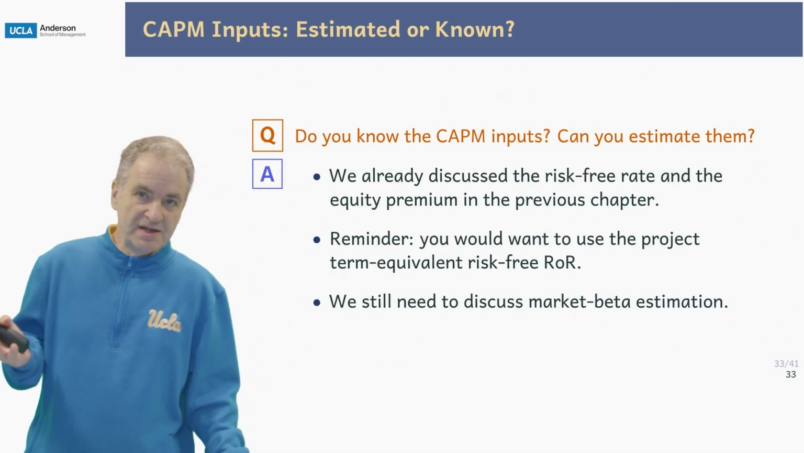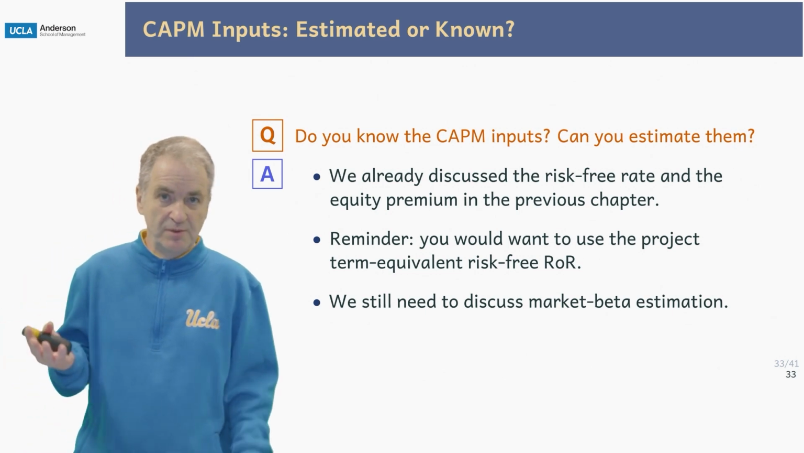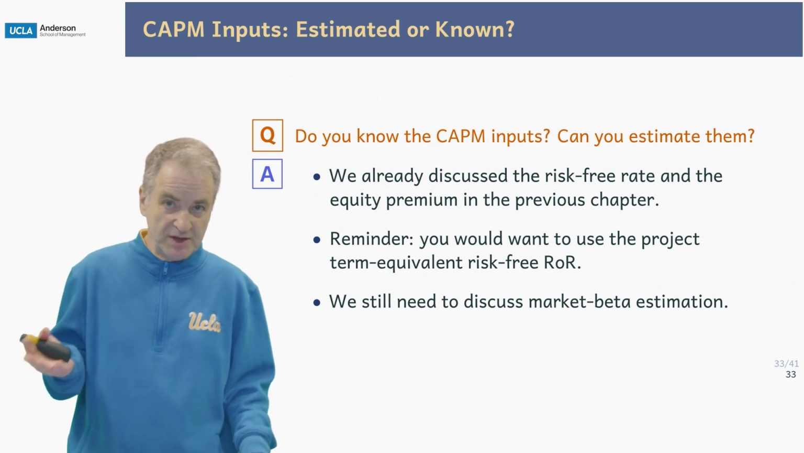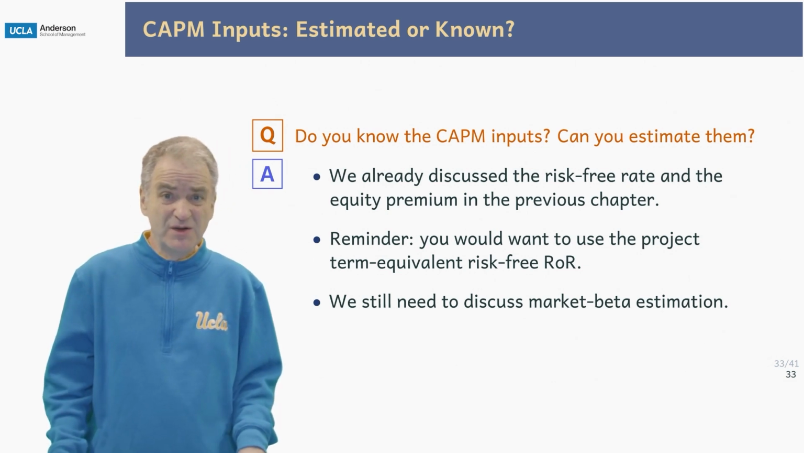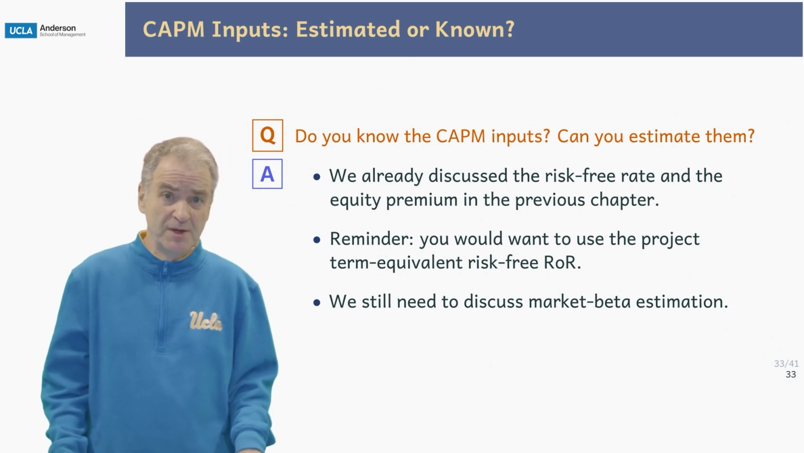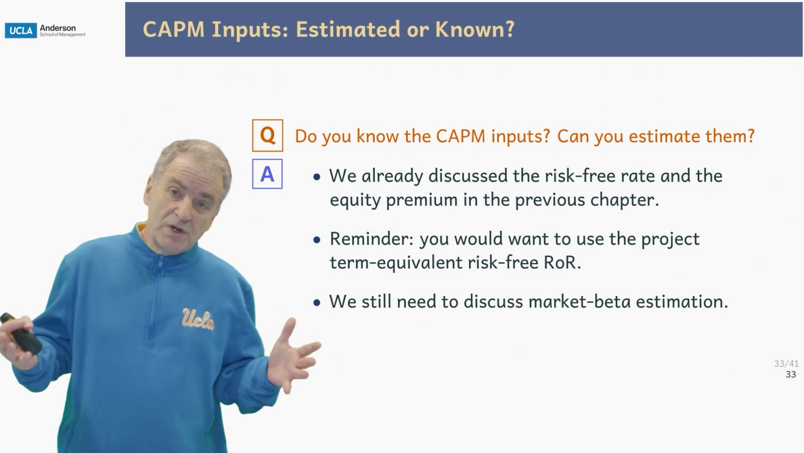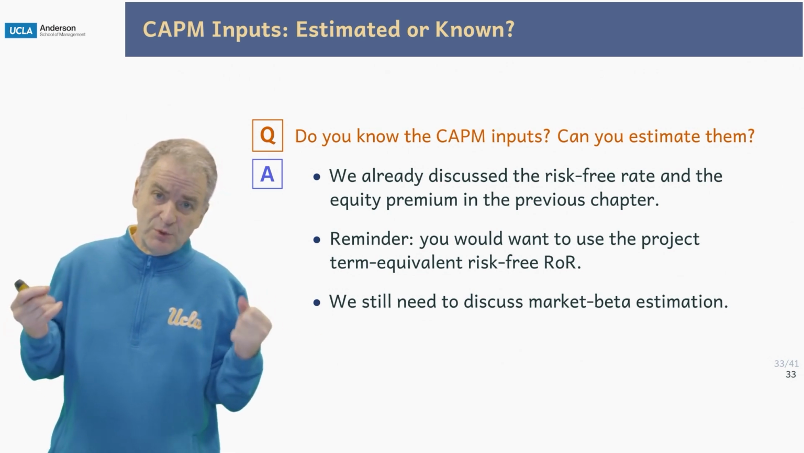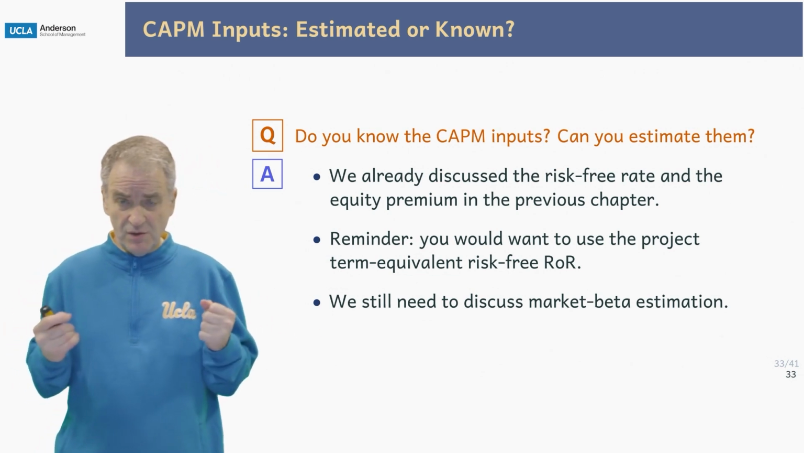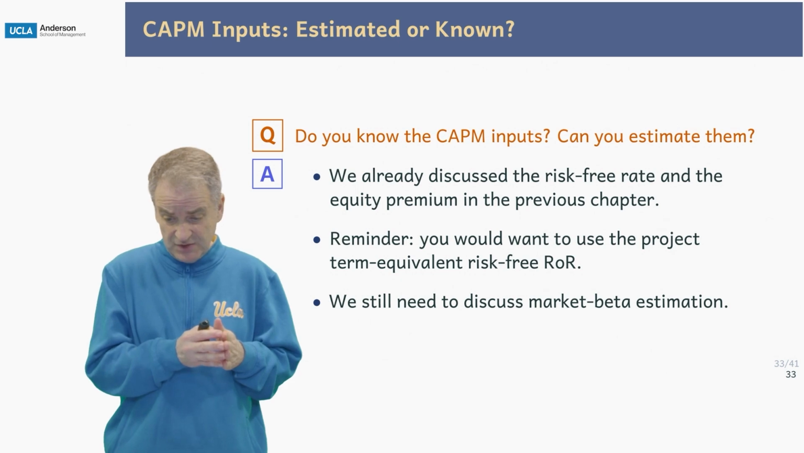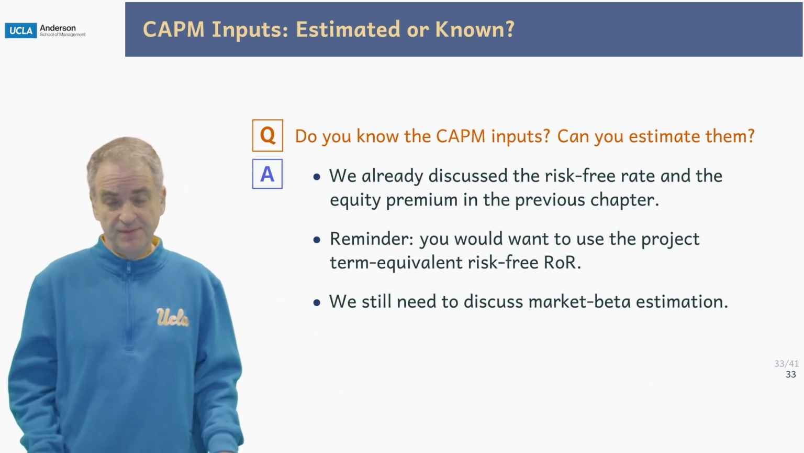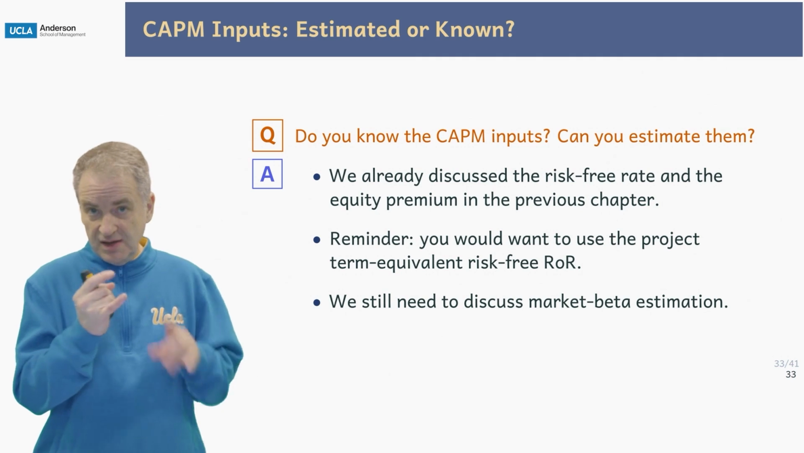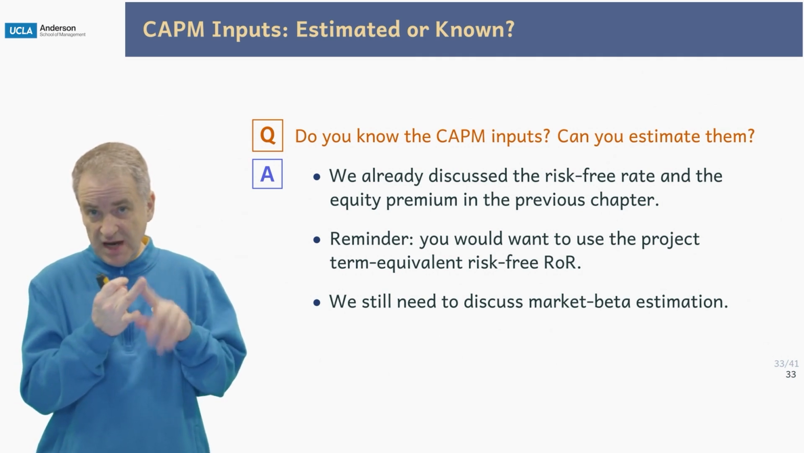Well, we already discussed the risk-free rate and the equity premium estimation in the previous chapter on benchmarking. You also learned that it's very hard to guesstimate the equity premium. You would want to use the project term equivalent risk-free rate. So if you have a cash flow that comes due in 30 years, don't use the 1-year treasury as the risk-free rate. We've done the risk-free rate. We've done the equity premium.